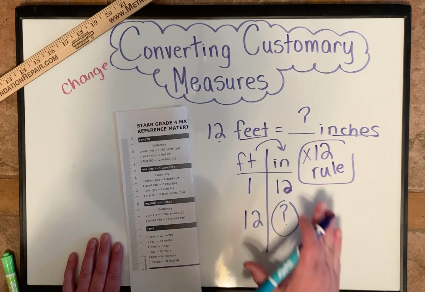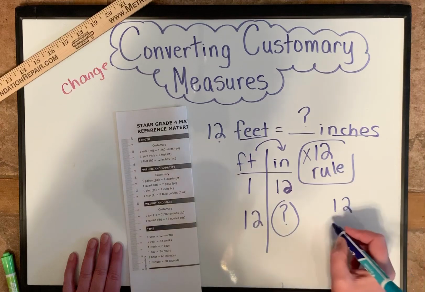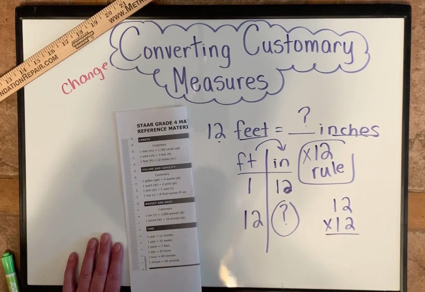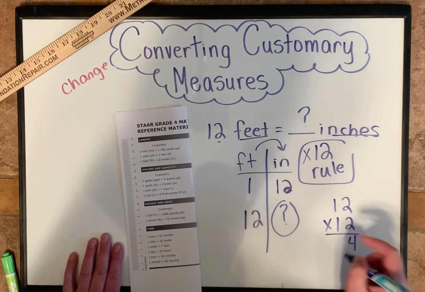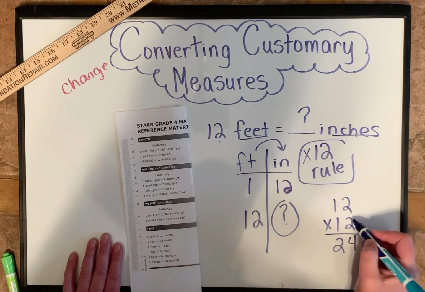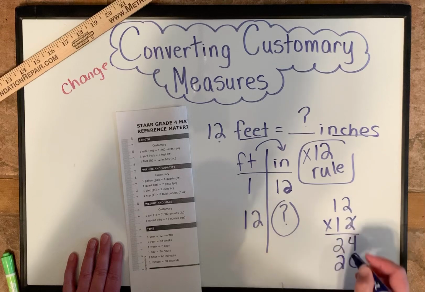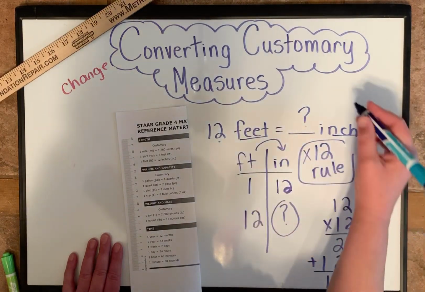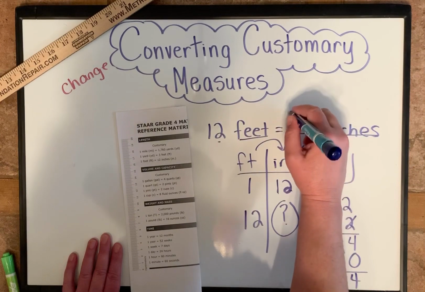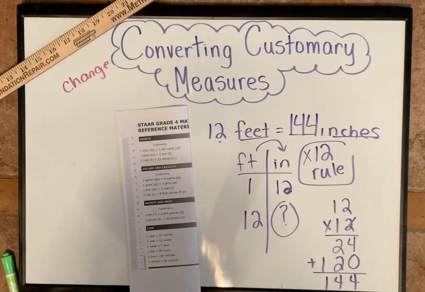And so now I simply just have to apply that rule like an input and output table. So I take my 12, I multiply times 12. Hopefully you have that fact memorized, but if you don't, we can work it out. 2 times 2 is 4, 2 times 1 is 2. Done with that place, put your 0. 1 times 2 is 2, and 1 times 1 is 1. Add up those partial products, and you get 144. So 12 feet is equal to 144 inches.